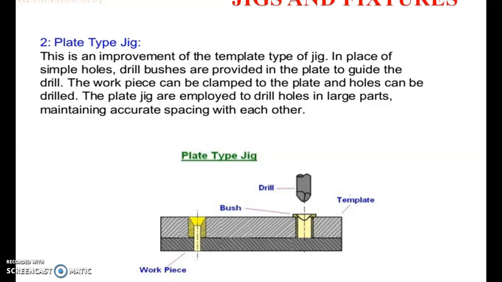Template jig and plate jig are the same, but they vary by the use of bushings. This is an improvement of the template jig. In place of simple holes, drill bushes are provided in the plate to guide the drill. The workpiece can be clamped to the plate and holes can be drilled. Plate jigs are employed to drill holes in large parts, maintaining accurate spacing with each other.